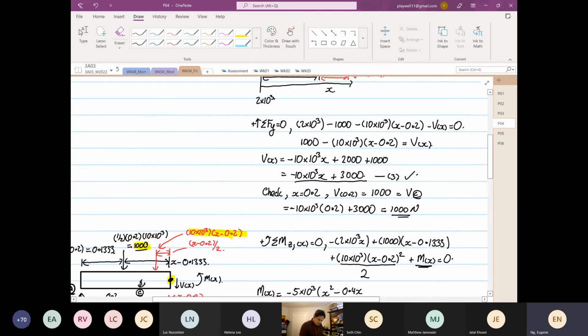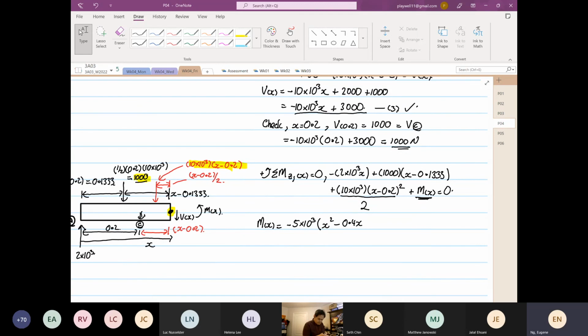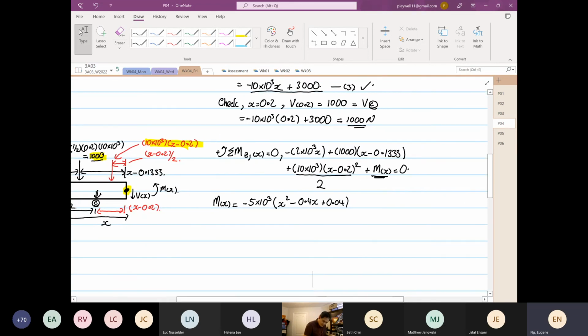So coming back to here again. 2 times 0.2 is 0.4. So 0.2 times 0.2 is 0.04. Then you have minus 1000 times x minus 0.1333, and then this will be plus 2 times 10 to the power 3 x. I said I'm not going to solve it by myself. Okay, let's do it all the way.